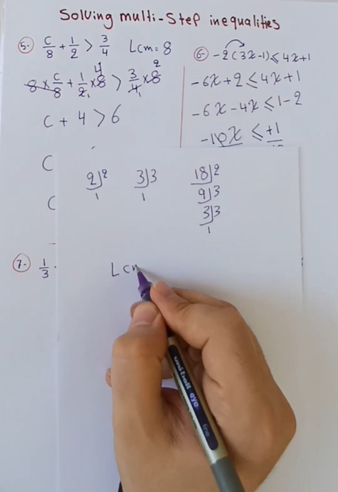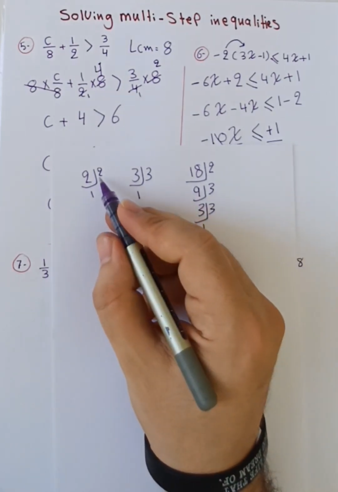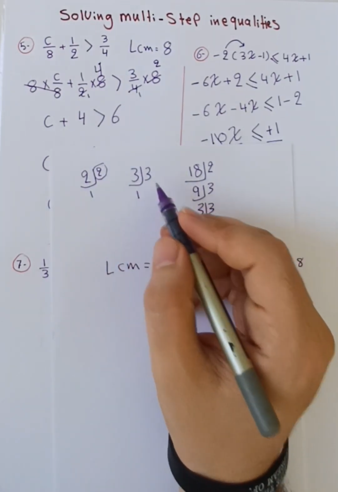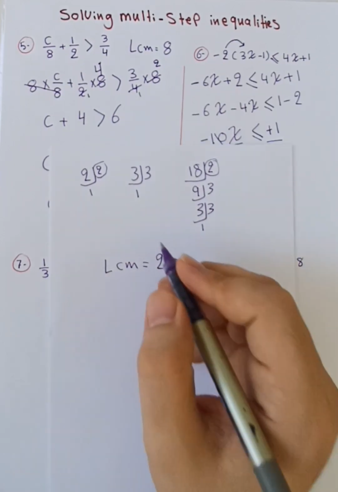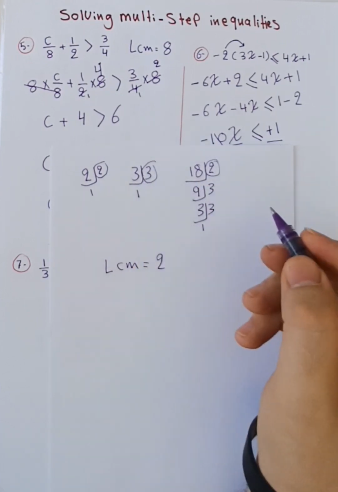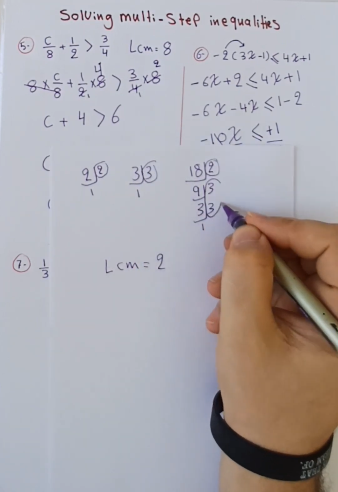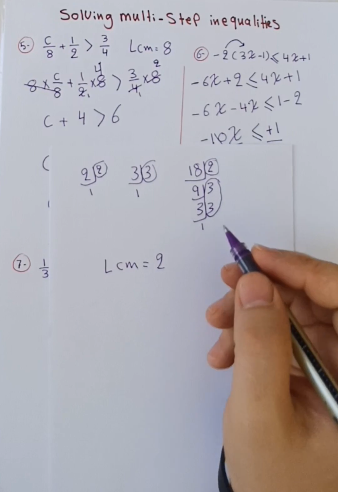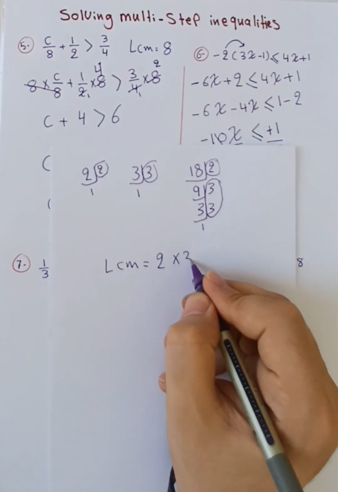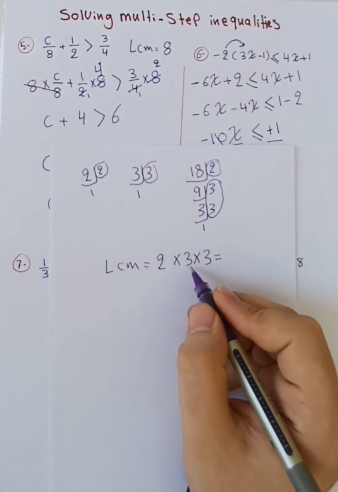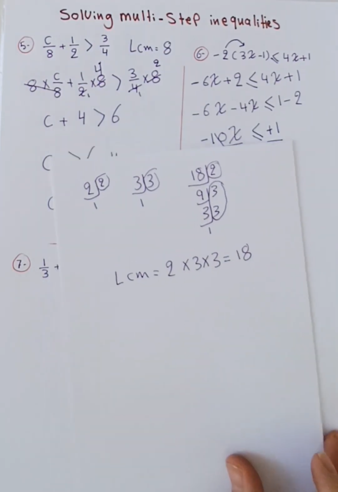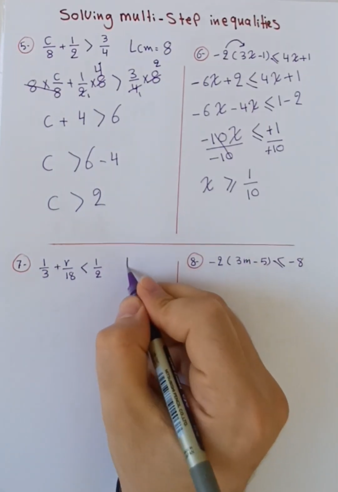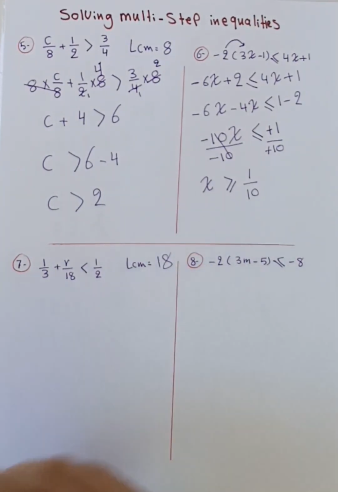So least common multiple. For 2 you have 1, 2, and for 18 also you have 1, 2, so you have to take 1, 2, and then for 3 we have 1, 3, for 18 we have 2 3's, so you have to take the most repeating numbers, these two 3's. 2 times 3 is 6, 6 times 3 is 18. So the least common multiple for 2, 3 and 18 is 18. After that you have to multiply both sides by 18.